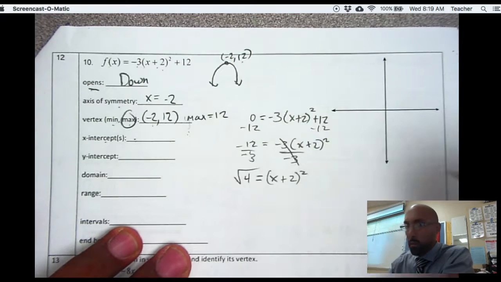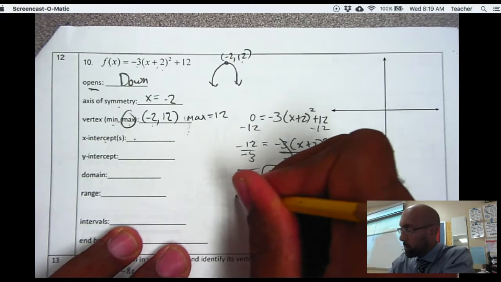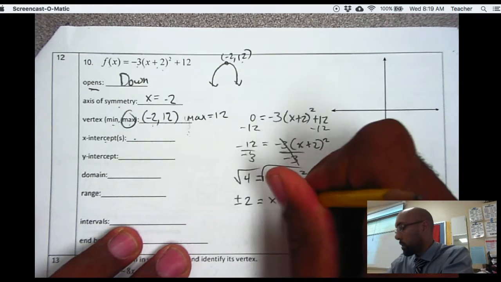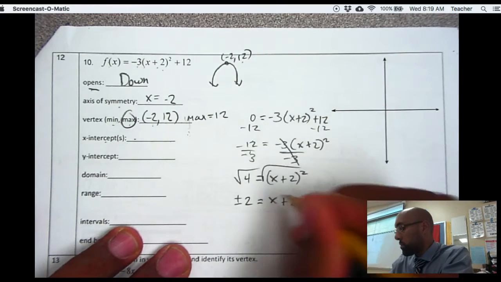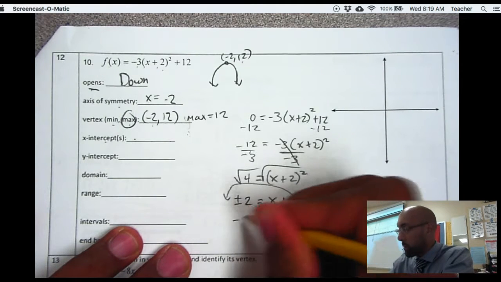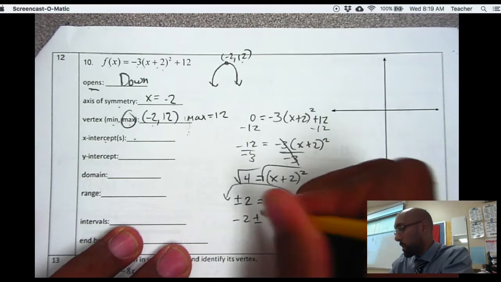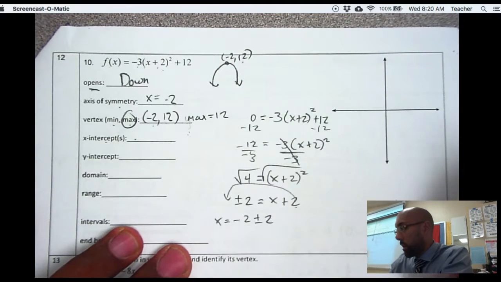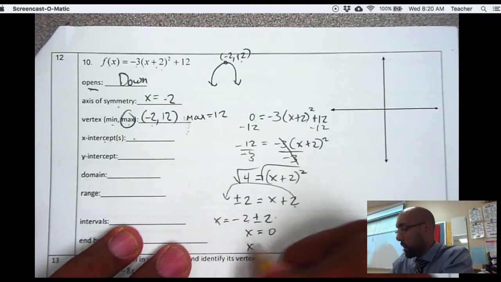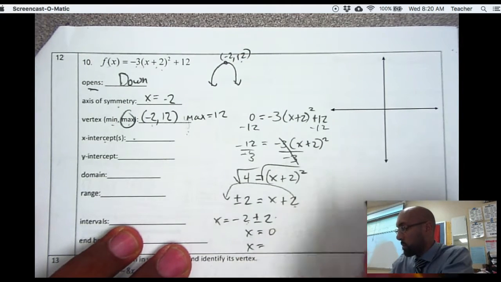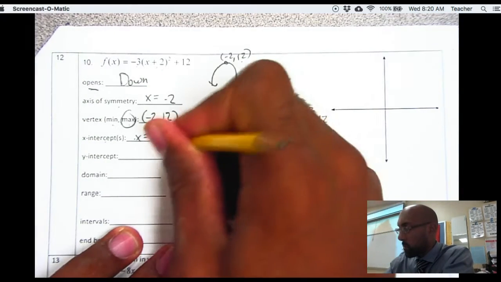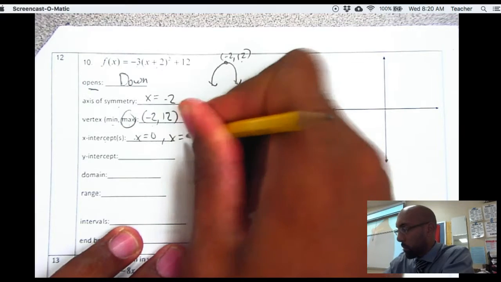So square root both sides. It's going to be plus or minus 2, don't forget the plus or minus, equals x plus 2. I'm going to move this to the other side, so it becomes negative 2 plus or minus 2, or x equals. Go ahead and work that out. Negative 2 plus 2 is 0, and negative 2 minus 2 is negative 4. So our x-intercepts are x equals 0 and x equals negative 4.